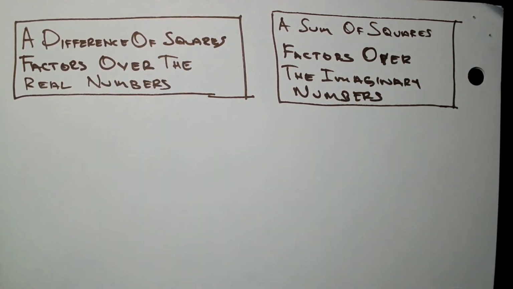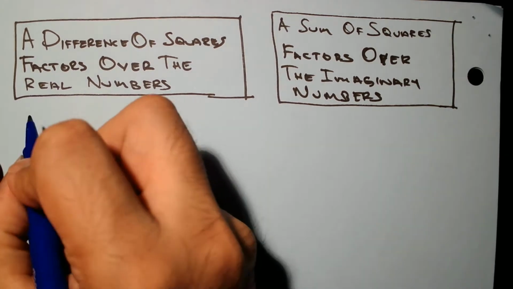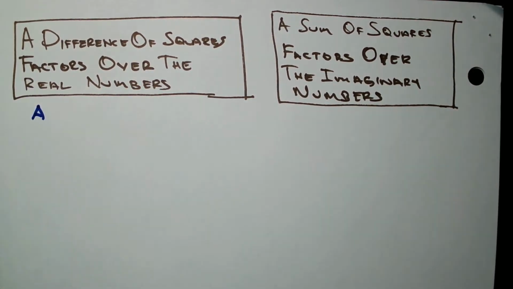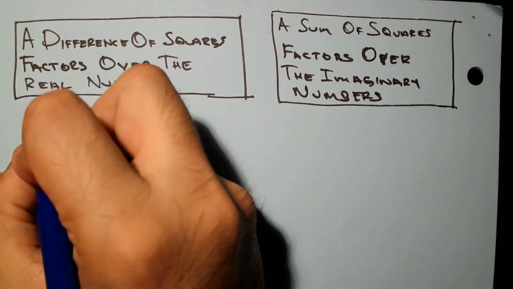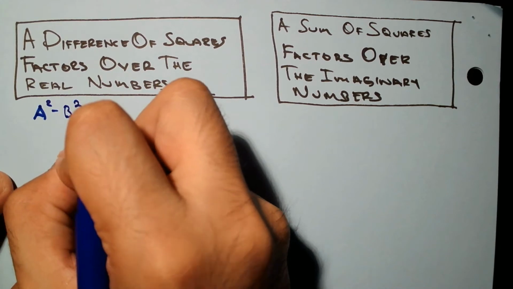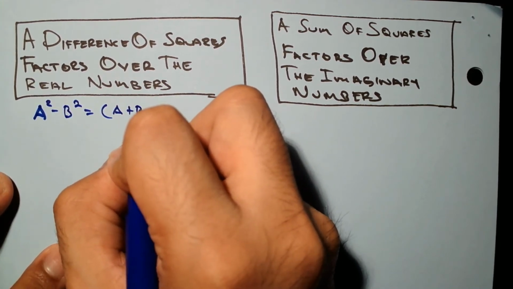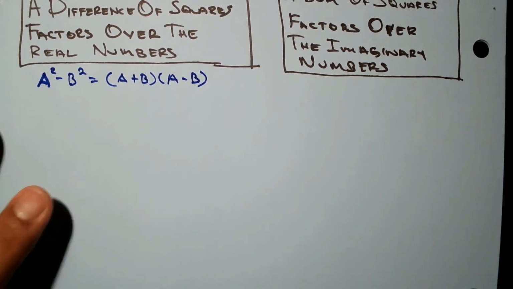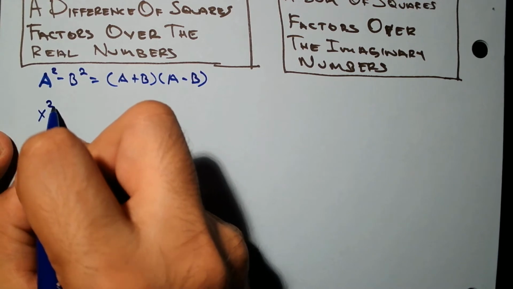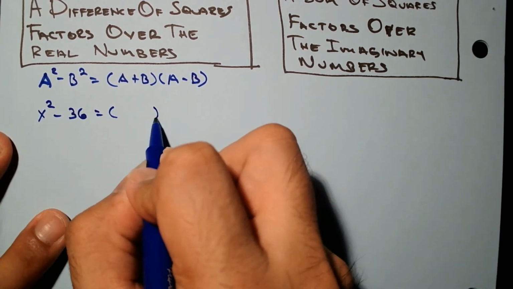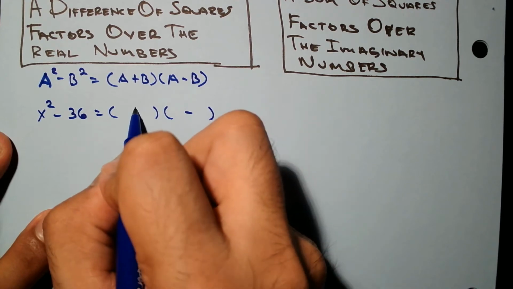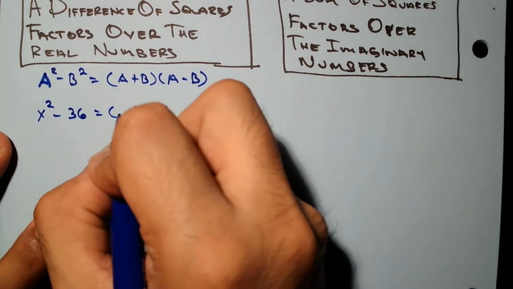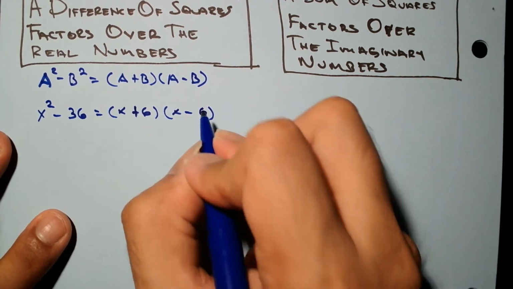So we know that the difference of squares factors over the real numbers. Let's write down the formula for the difference of squares: a squared minus b squared equals a plus b times a minus b. Let me make up a few examples here. For example, x squared minus 36. So a plus and a minus, the order doesn't matter: x plus 6, x minus 6.